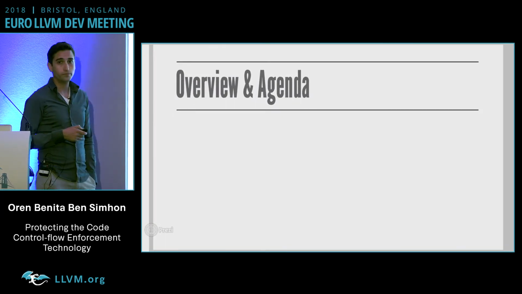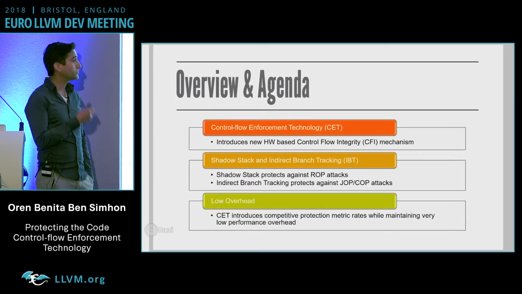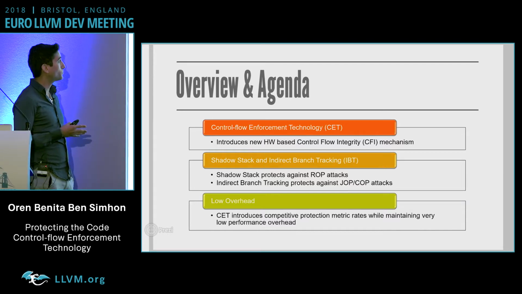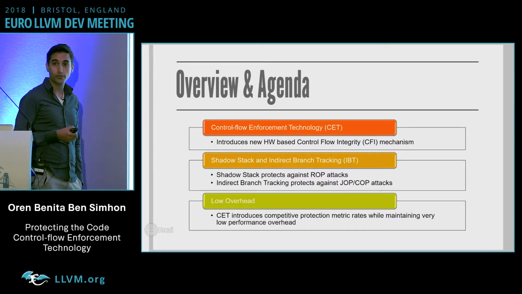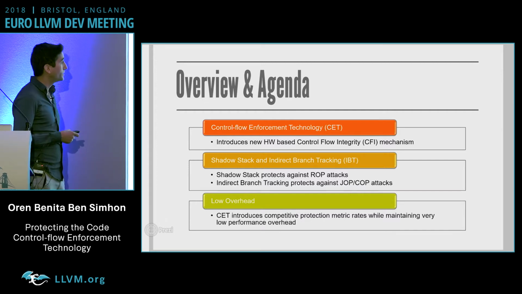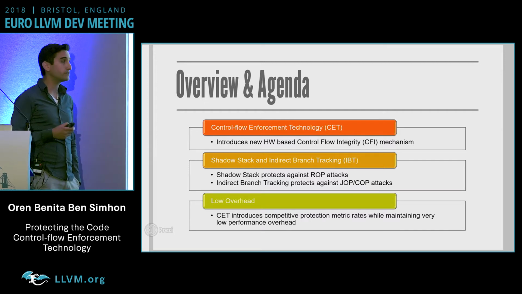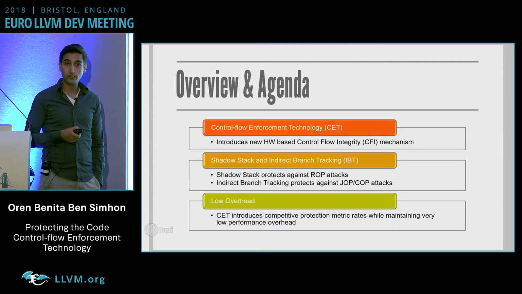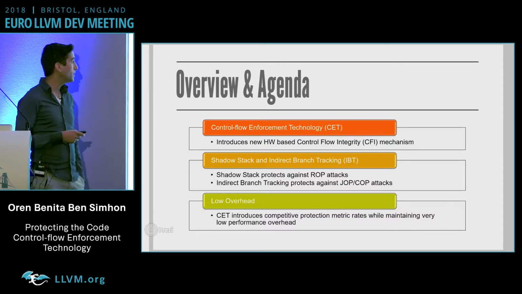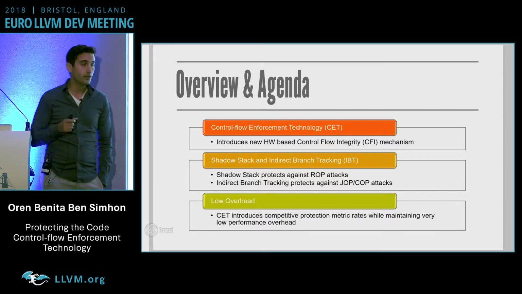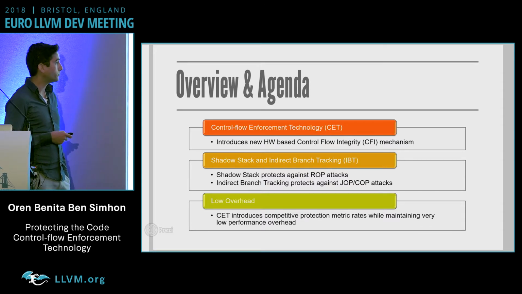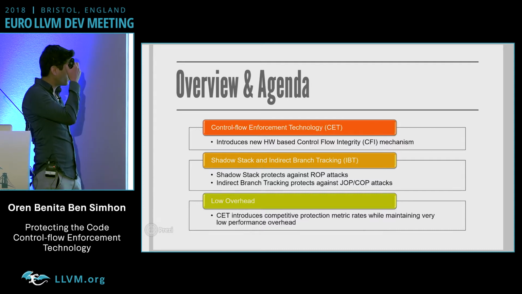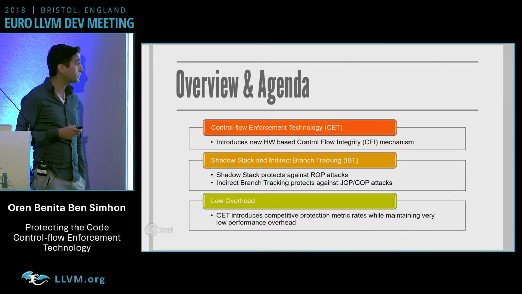I'll start from the end, from the summary. I'm going to talk about control flow enforcement technology, also known as CET. It introduces a new hardware-based solution that tries to do CFI, a control flow integrity mechanism. It uses two techniques, Shadowstack and Indirect Branch Tracking, also known as IBT. Shadowstack protects from ROP attacks.